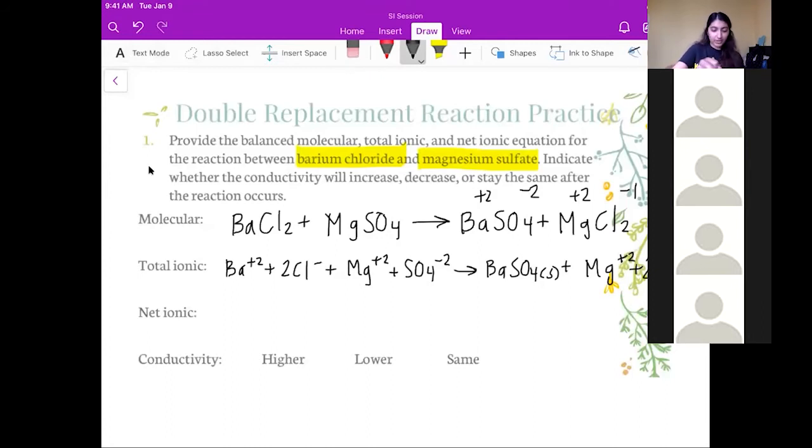Okay, is there anything that we can cross off that we have doubles of on both sides to get to our net ionic? Cl and Mg, yes, correct. We'll just cross these off, and then our net ionic is just adding what we have left.